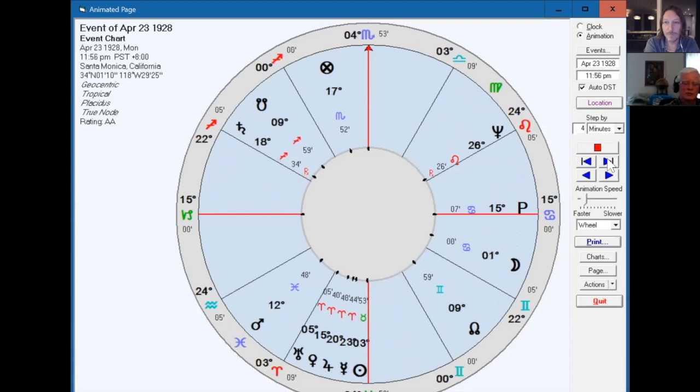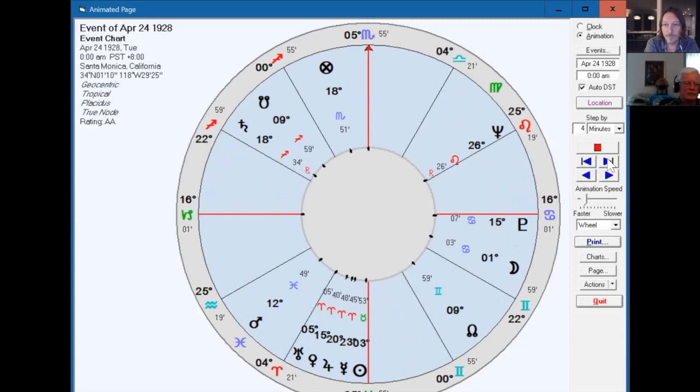She's diagnosed with breast cancer. 45. Notice Pluto jumped between 44 and 45. That's when she had her mastectomy. Okay, let's go to age 85.